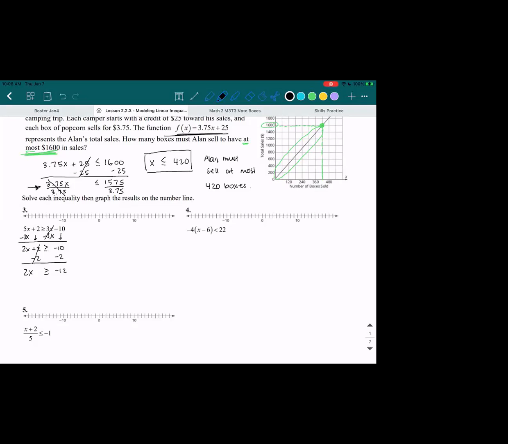Finally, last but not least, we are going to divide by 2 on both sides. The reason for that is because x is being multiplied to 2. So the opposite of multiplying is dividing. That will help us cancel it out. So multiply by 2 and divide by 2 cancel each other out. You get your x is greater than or equal to negative 6.